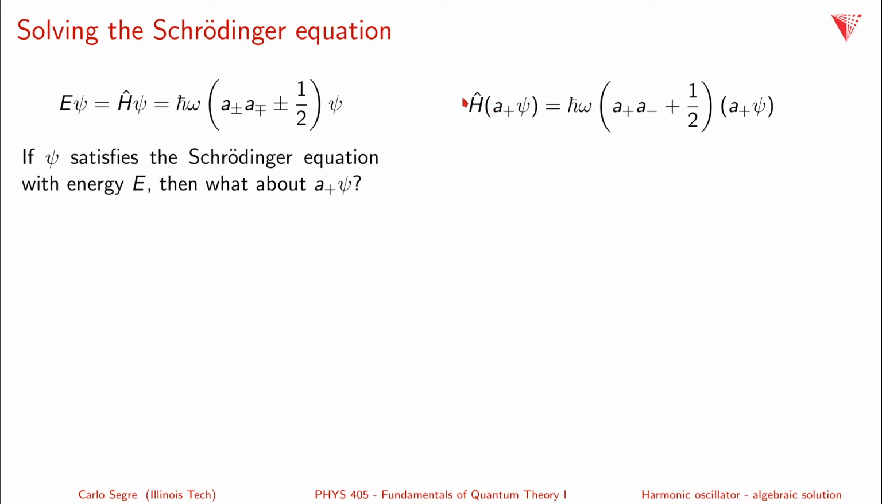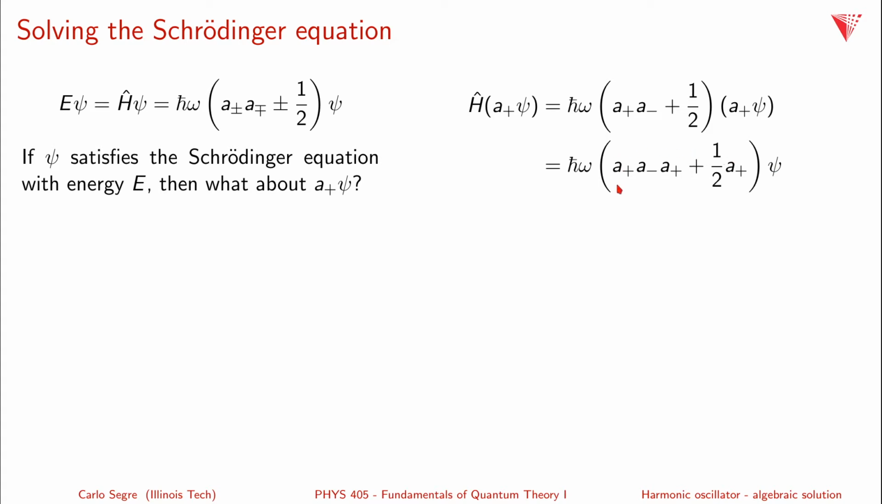So when we apply the Hamiltonian, which is this operator here, to the new function, which is A plus psi, which is also a function because an operator applied to a function gives you another function, we have h bar omega, A plus A minus, plus 1/2, and then this is all applied to A plus psi. Well, we can do that. We just factor everything through, and we get h bar omega, A plus, A minus, A plus, so we have a string of 3 operators in a row, plus 1/2 A plus, all applied to psi.